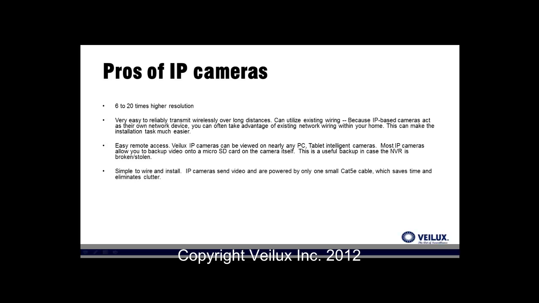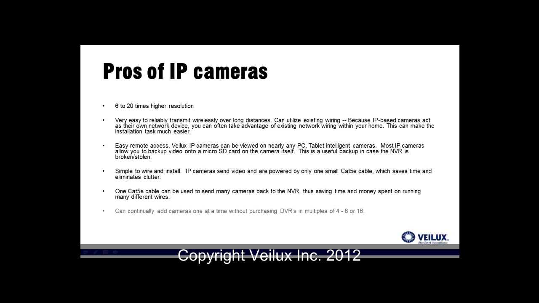Simple to wire and install. IP cameras send video and are powered by only one small Cat5 cable, which saves time and eliminates clutter. One Cat5 cable can be used to send any camera back to the NVR, thus saving time and money spent on running many different wires. You can continually add cameras one at a time without purchasing DVRs in multiples of 4, 8, and 16.